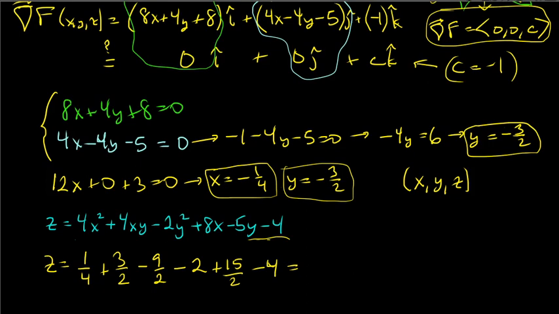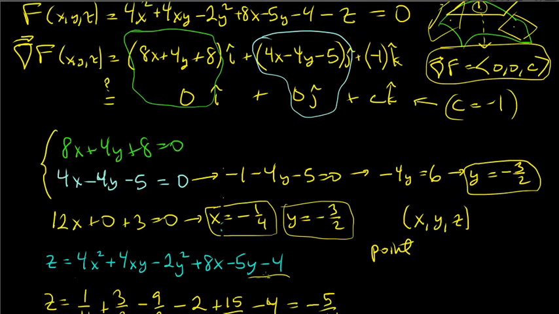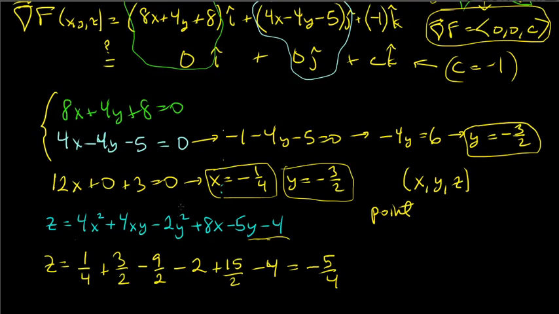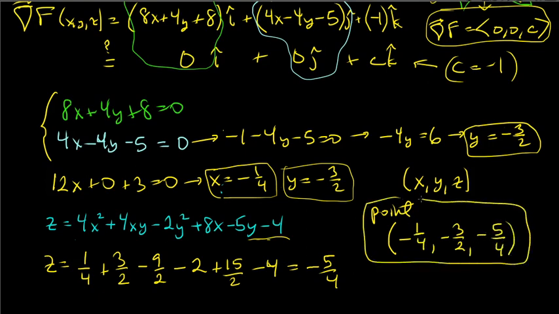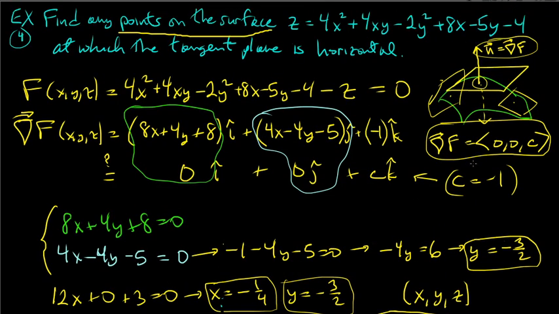Okay, so my calculator gives me negative 5 over 4. To answer the question, which is to find the points on the surface, there was only one solution, so there's only going to be one point. That point has coordinates negative 1 over 4, negative 3 over 2, and negative 5 over 4. So that is the one point on the surface where the tangent plane is horizontal.